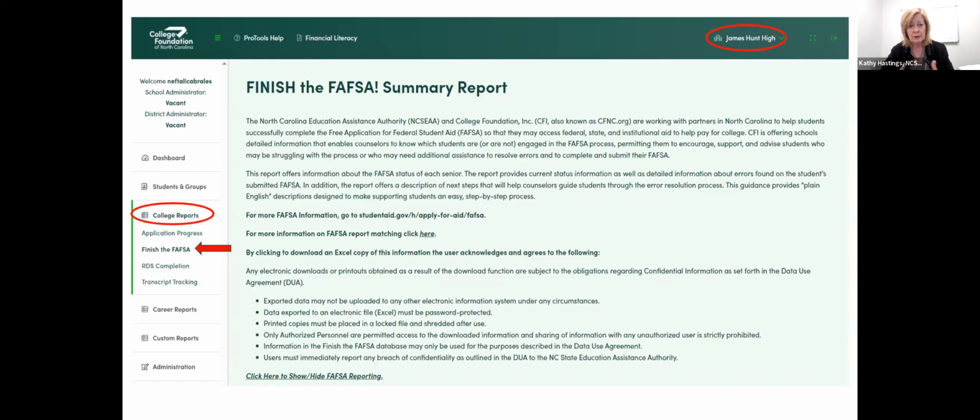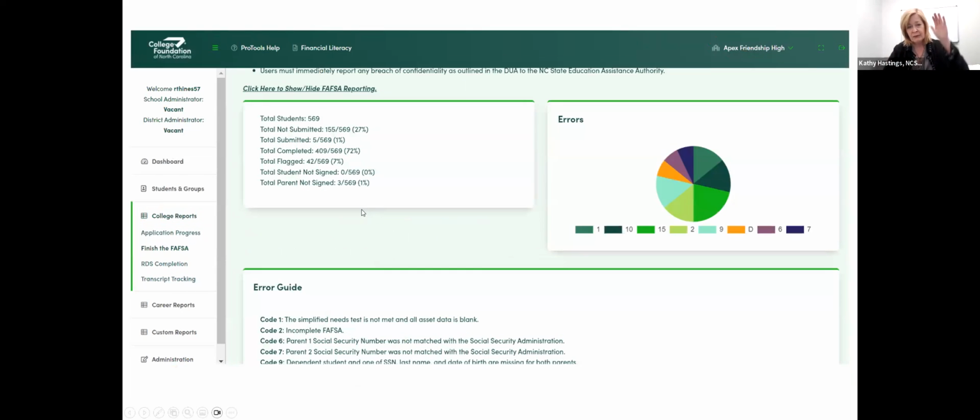And so you are required to protect that information. So we just want to remind you of your responsibilities with that. On the next slide, typically when you're on Finish the FAFSA, you'll scroll down.